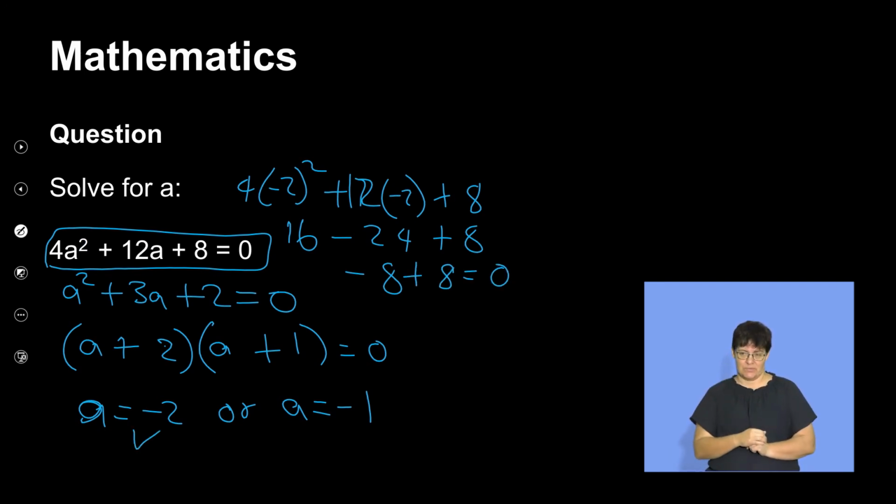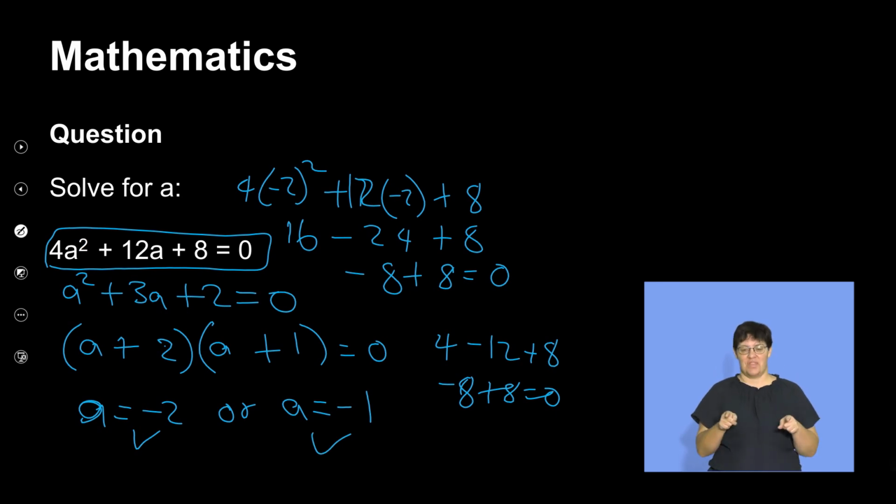So this is correct automatically, really. With the negative one, it will also be correct. So minus 1 squared, it will give me 4. 12 multiplied by minus 1, it will be minus 12, then plus the 8. 4 minus 12 is negative 8, plus 8 it will be equal to 0. So both my solutions are very much correct.